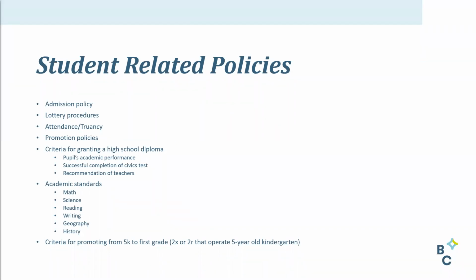What are your promotion policies in terms of promoting a student from elementary school to middle school? What are the criteria for granting a high school diploma? The academic performance, the completion of a civics test, the recommendation of teachers. What are your academic standards? What are academic standards with regard to math and science and all of those core courses? And the promoting, as we talked about, from 5K, if you run a 5K, to first grade.